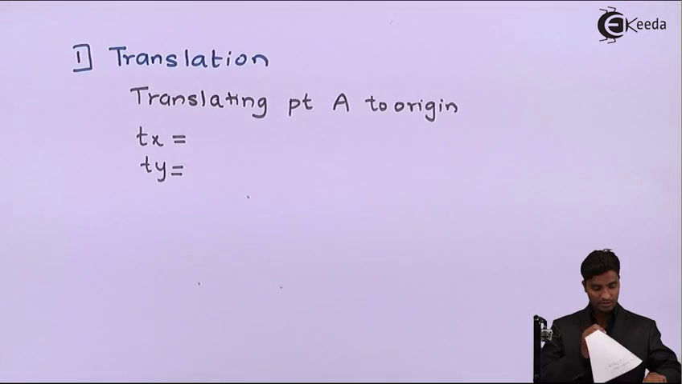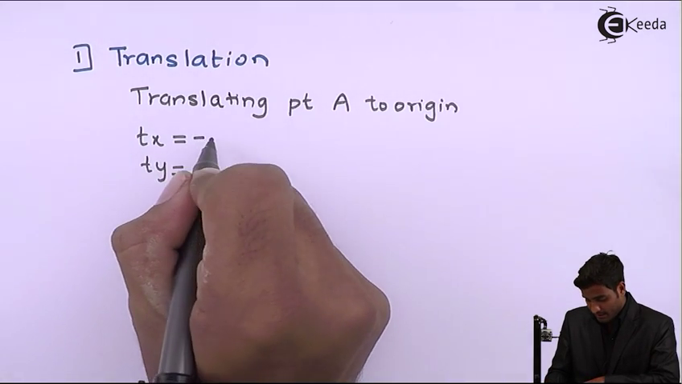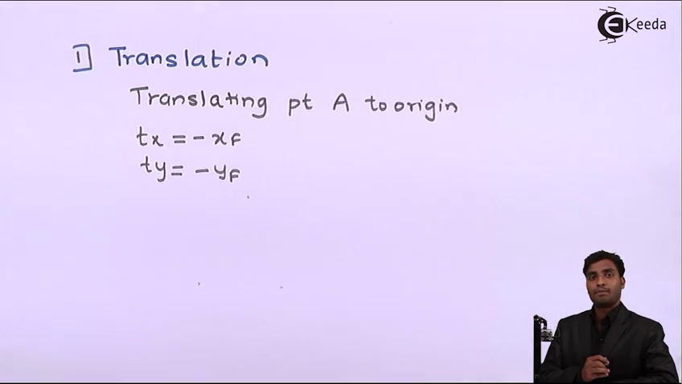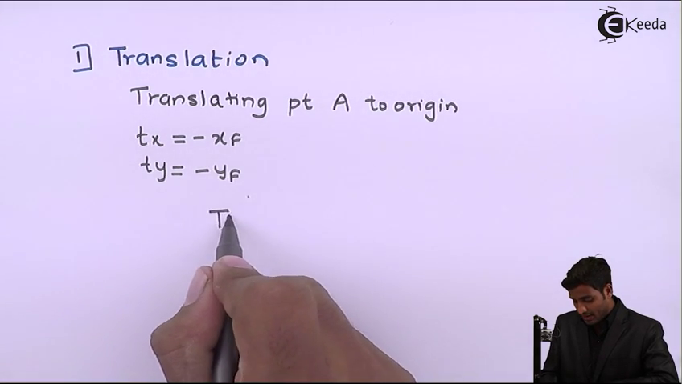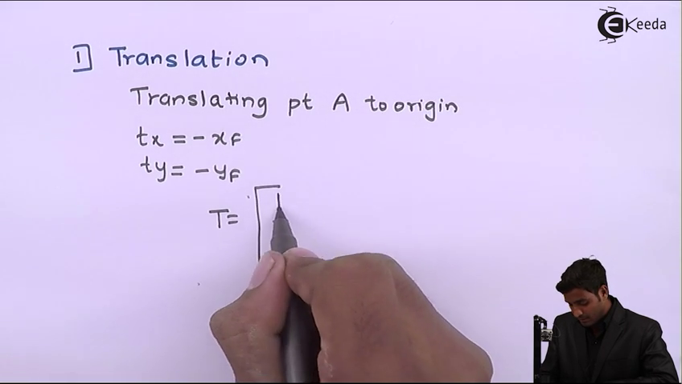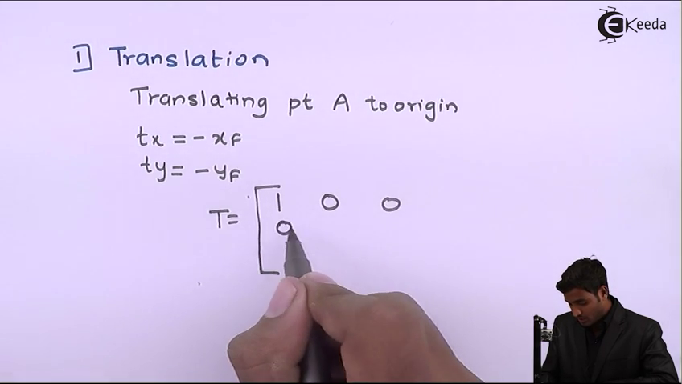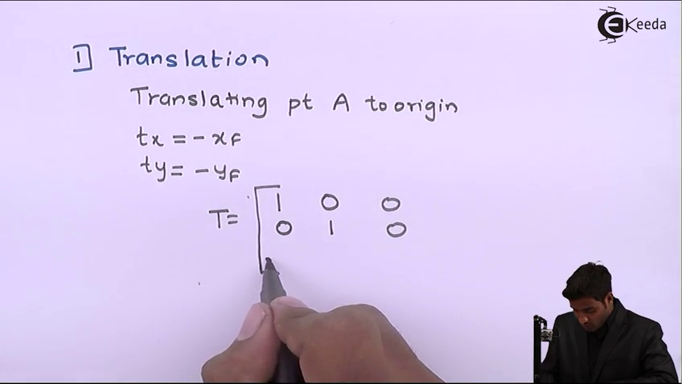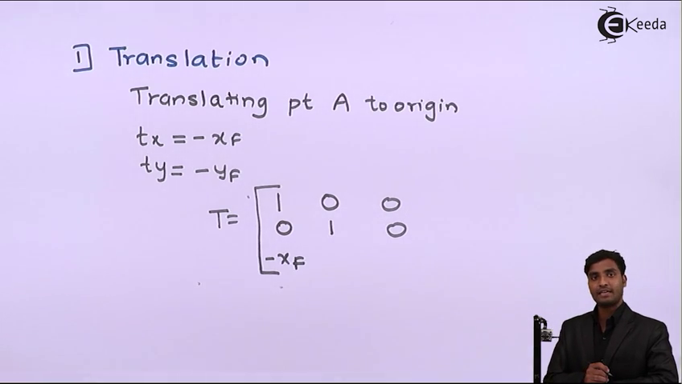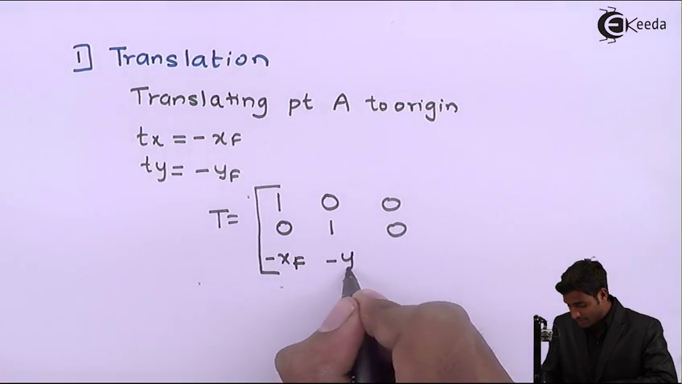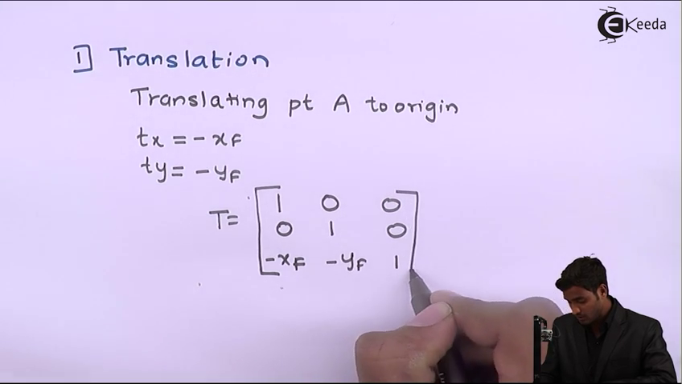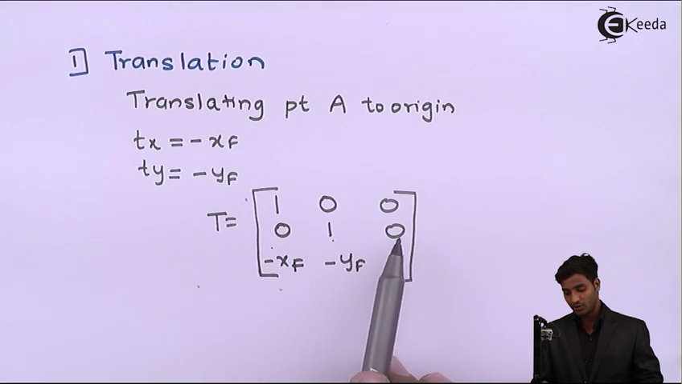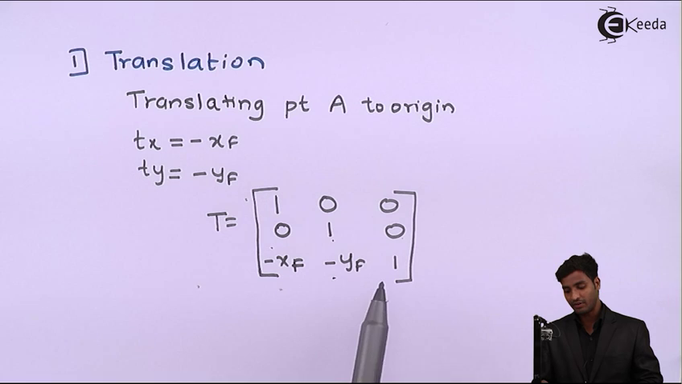So Tx is minus xf, Ty is minus yf. The standard translation matrix is given as 1 0 0, 0 1 0. Tx here is minus xf, so I will write minus xf. Here Ty is minus yf, so I will write minus yf. So the matrix will become 1 0 0, 0 1 0, minus xf, minus yf and 1.